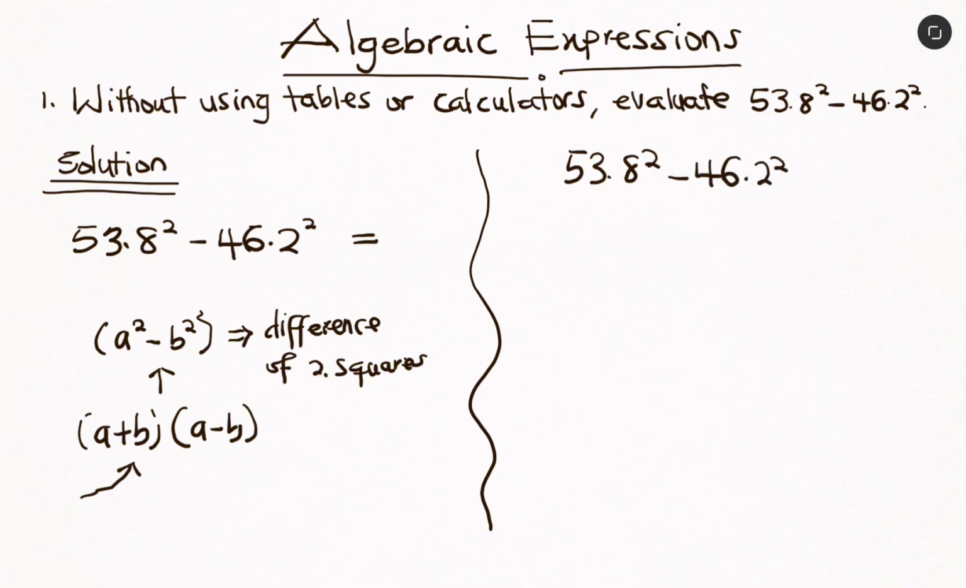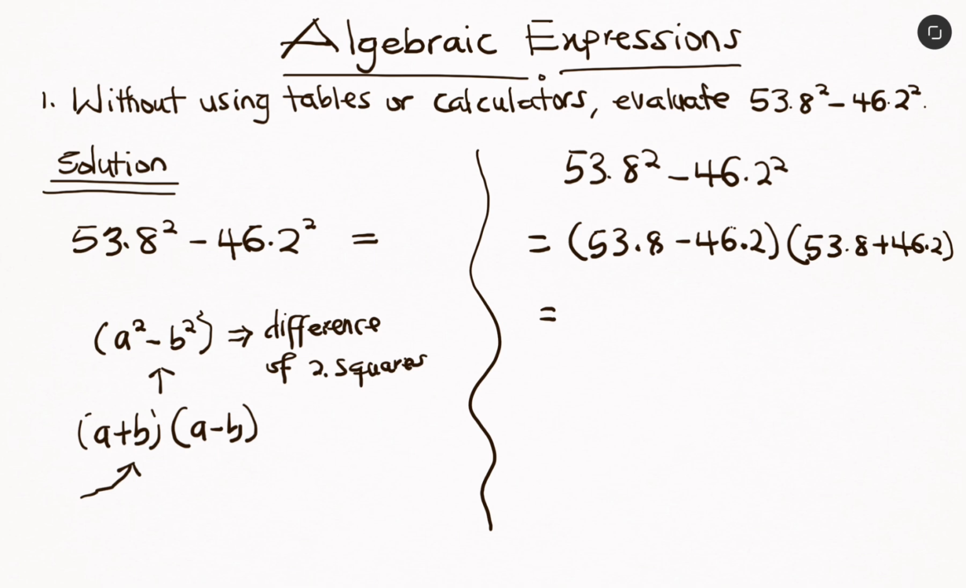So I have 53.8 squared minus 46.2 squared. So this will be equal to, because they look like a difference of two squares, it will become (53.8 minus 46.2) in one bracket, then another bracket (53.8 plus 46.2). Bracket close. Now from here, all we have to do is to deal with the brackets individually.